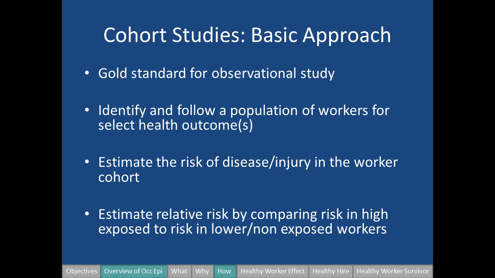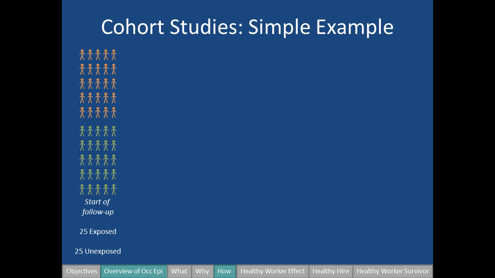And so what we're doing here is we identify a population of workers and we follow them over time for a select health outcome. Now, at the end of the study, you estimate the risk of the disease or injury in that worker cohort. And you can also estimate the relative risk by comparing risk in the high exposed to lower or non-exposed workers. So now we're just going to go through a visual example to help you understand this if you're unfamiliar.